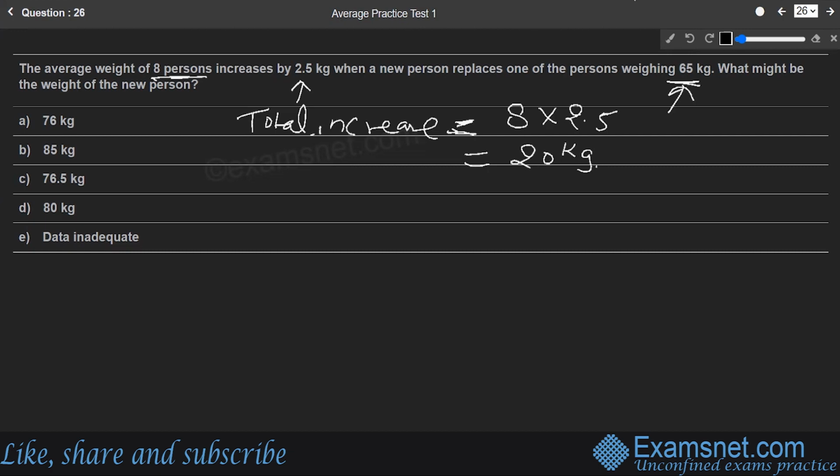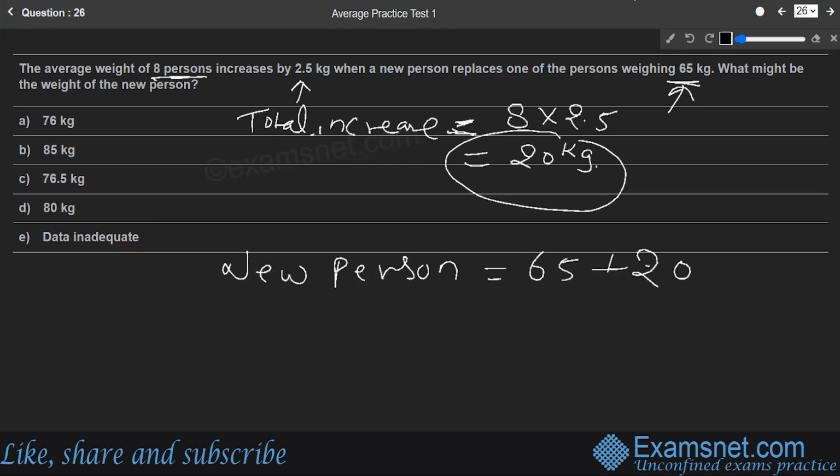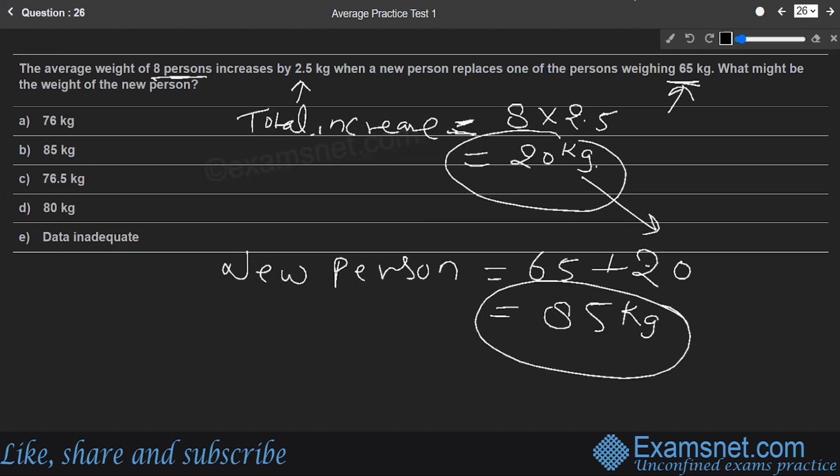Okay, then they want us to calculate what might be the weight of the new person. So this 20 kg has been an increment because of the replacement that we have done. So obviously the new person's weight would be 20 kg more than the old person's weight, because of the new person only there is an increment of 20 kg. So that's why we can say new person's weight will be the old person's weight plus 20 kg, because there is a total increment of 20 kg in it. That will bring it to 85 kg. So that is the weight of the person that has replaced the older one. Answer is 85 kg. Let us see where it is available. Option number B.